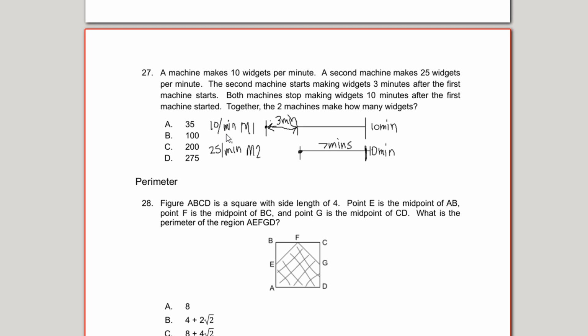So let's look at the first one. We've got to look at each one individually. Machine 1 makes 10 per minute, and it's been going 10 minutes. So that one makes 10 times 10, 100 widgets. This one has been going 7 minutes, and it makes 25 per minute. So 25 times 7, which is 175. We're going to add those 2 up, and we get 275 widgets in that time period. Answer choice D.